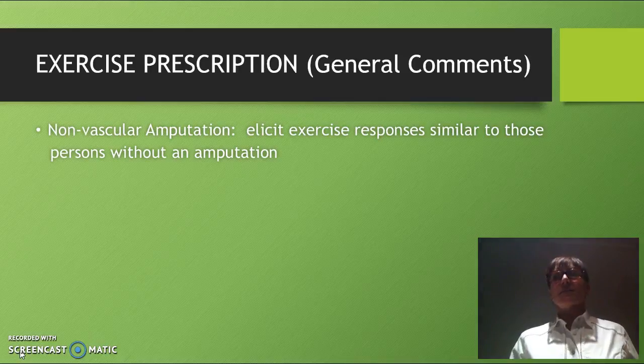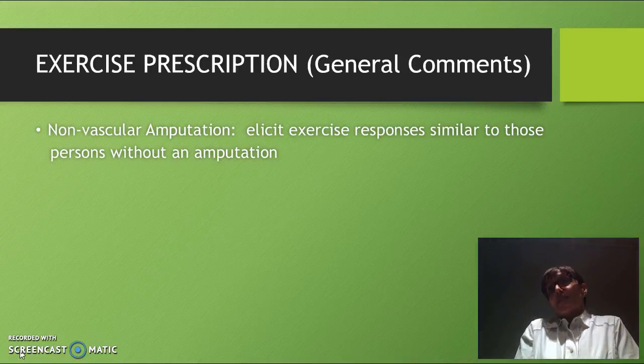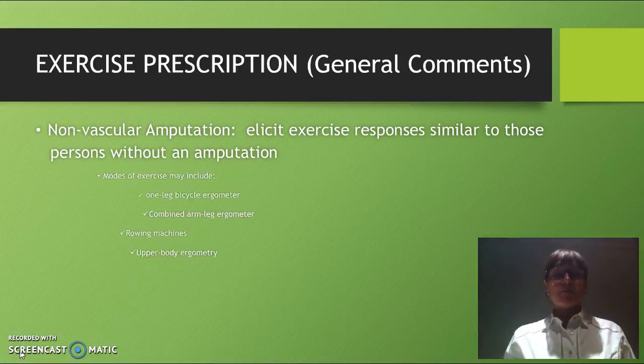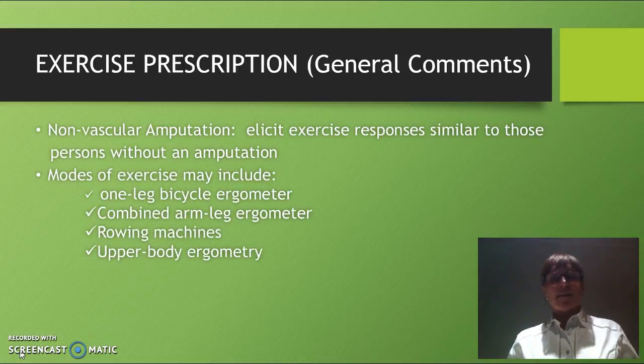And conversely, for those people that have cardiovascular disease or some kind of vascular disease, you need to consider those diseases when writing their exercise prescription. As I stated, the modes of exercise will be somewhat different, and you may use a one-leg bicycle ergometer, combined arm-leg ergometer, rowing machines, upper body ergometry, or combinations of any of those.